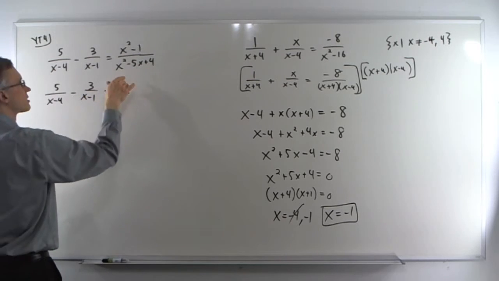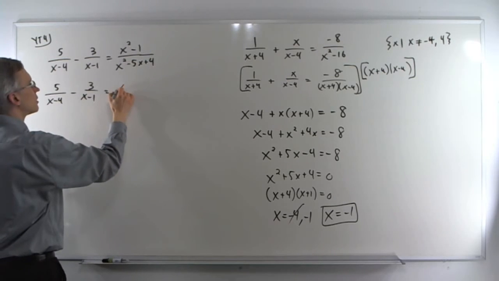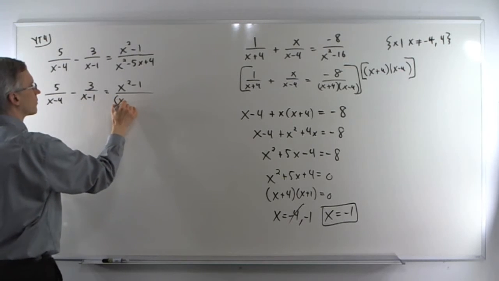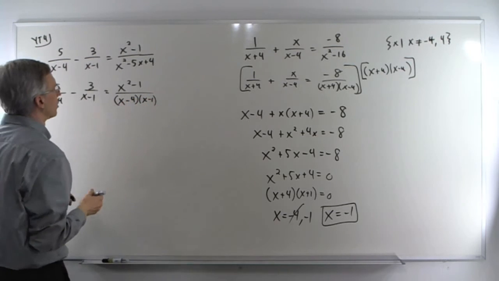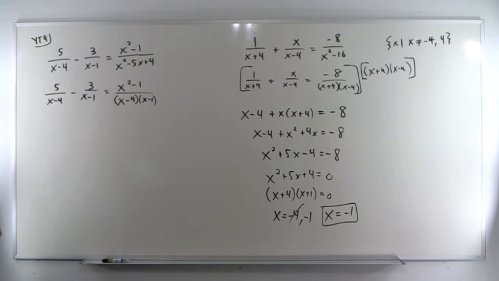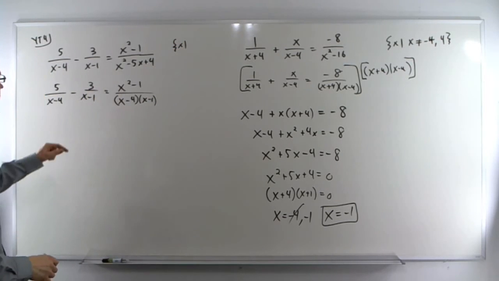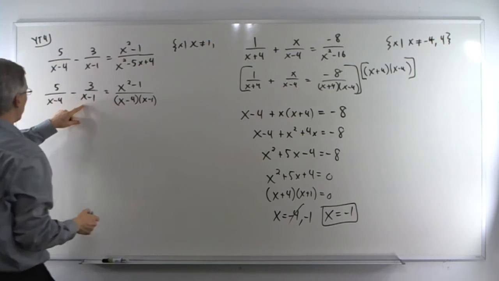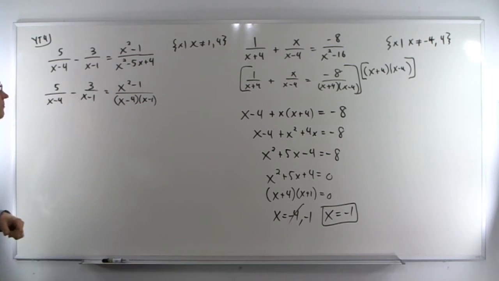First thing we're going to do is factor this denominator here. We may need to factor the numerator in some situations, but in this case it ends up being not necessary. So x squared minus 5x plus 4 factors into x minus 4, x minus 1. Now domain, 1 will produce division by 0, so x cannot be 1, and 4 will produce division by 0. So all our numbers except 1 and 4.